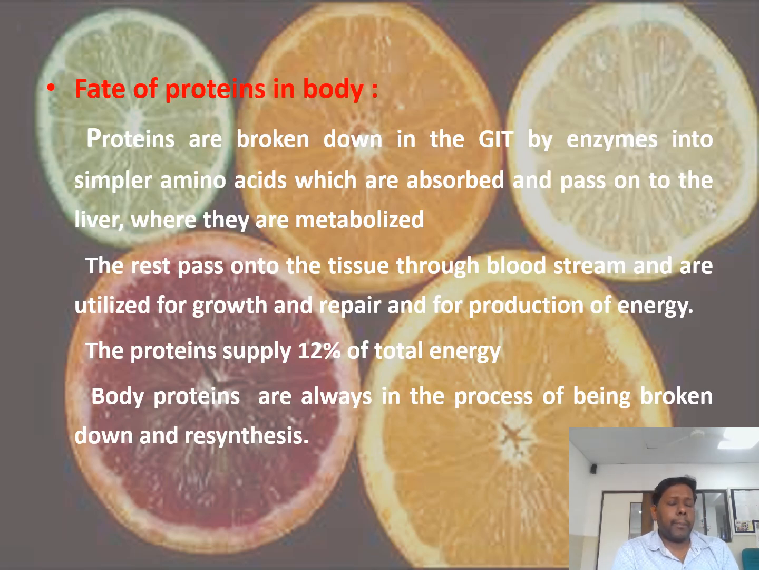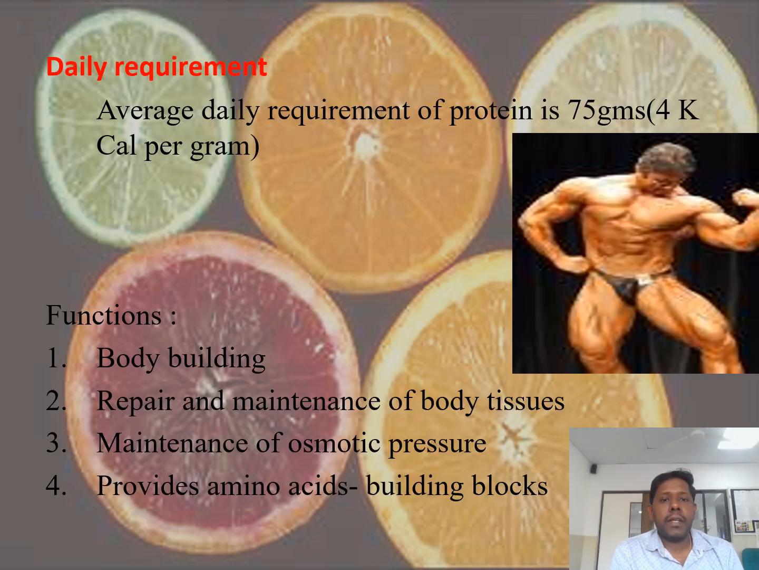And what are proteins going to do in our body? Usually they are broken down in the gastrointestinal tract by the enzymes into simpler amino acids, which are absorbed and processed into the liver, where they are metabolized. The daily requirement is again 4 kcal per gram. Except for fats, everything is 4 kcal per gram.